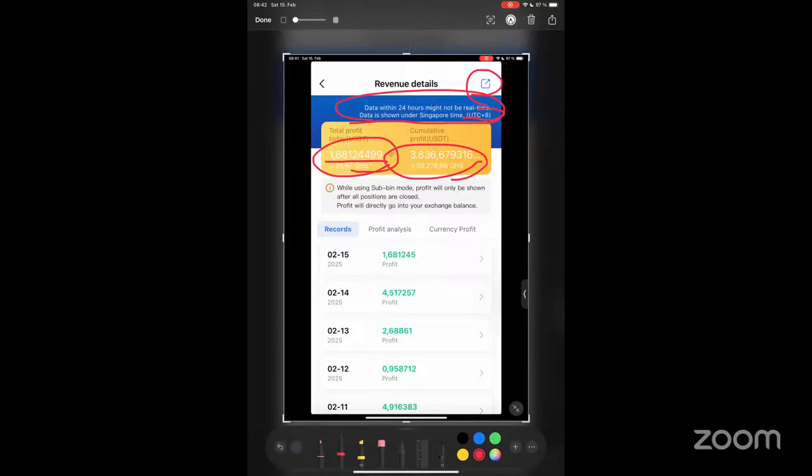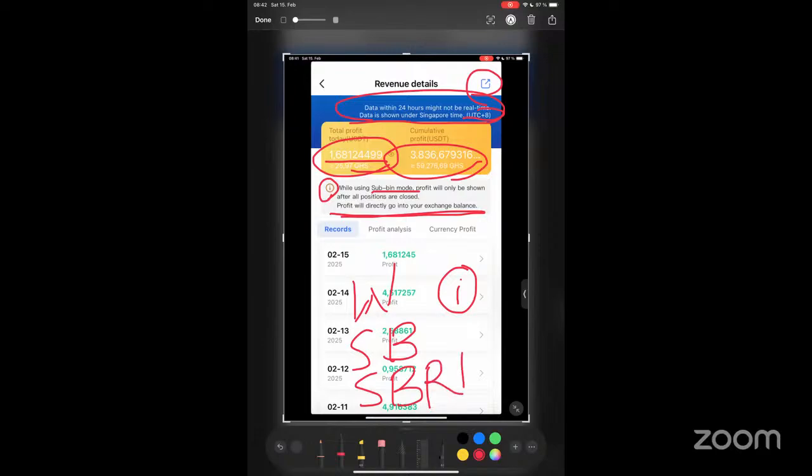Now, this is information I would like us to read, okay? Anytime you see an i being circled, it's information. They said while using sub-bin mode, profit will only be shown after all positions are closed. Profit will directly go into your exchange balance. So in the Royalq business, under the trade settings page, we have three types of strategy mode. We have the whole warehouse, the sub-bin mode, the sub-bin real time. Okay.